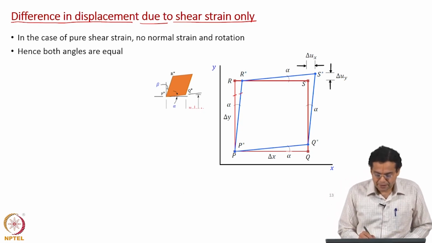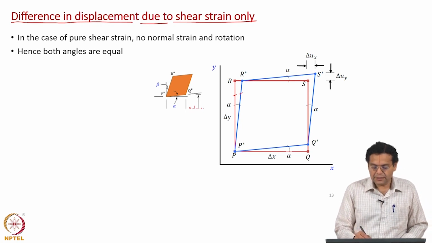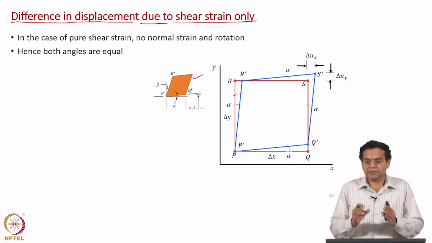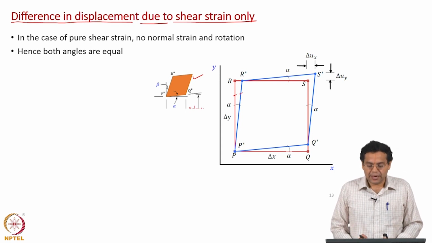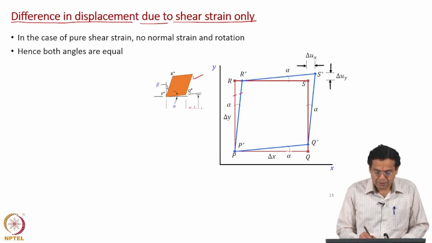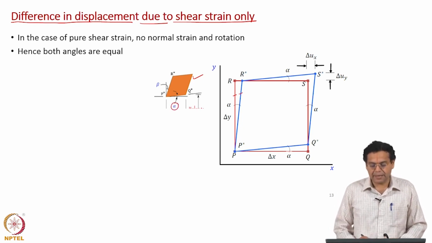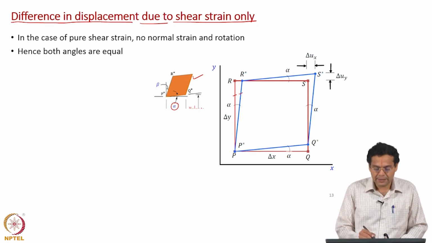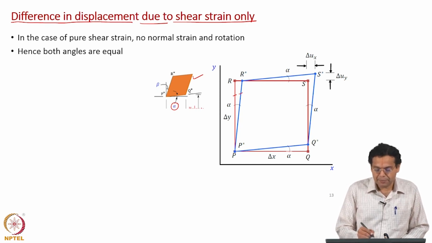Now, earlier, what I showed here is part of the diagram which I used to relate the strains to the displacement gradient. I have taken a small part of that and shown it here. We showed this angle is alpha, the angle made by P star Q star with the x axis, and the angle made by P star R star with the y axis is beta.